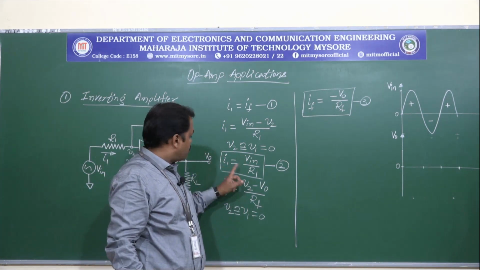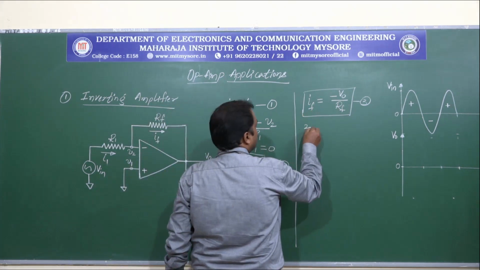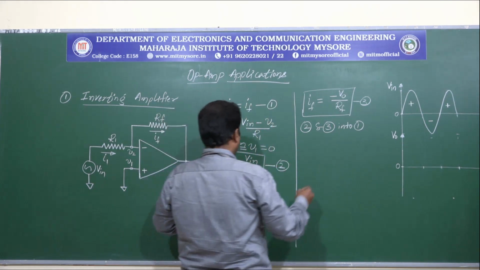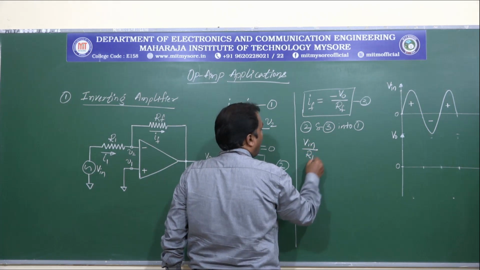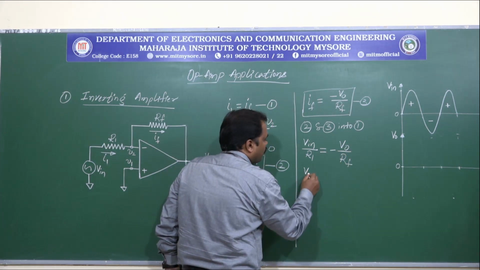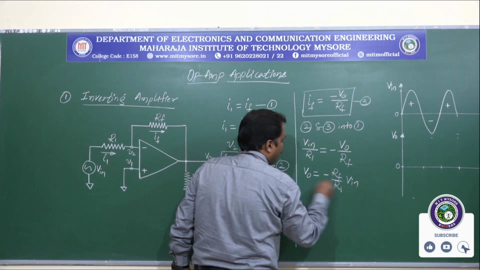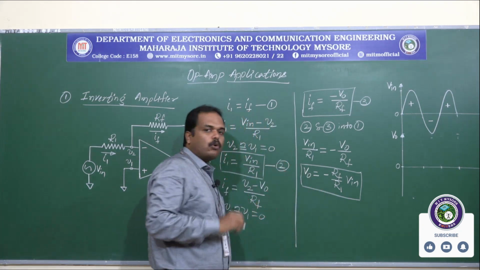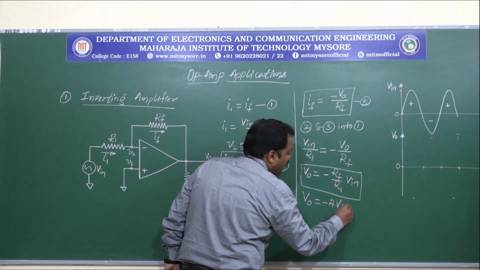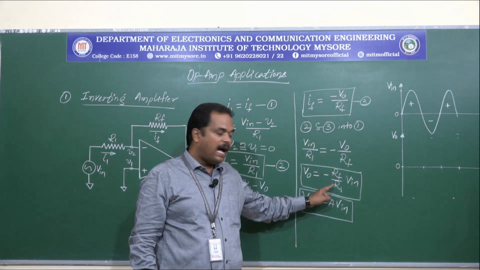So now we have the expressions for I1 and IF, and let us substitute these two in equation 1. So substituting 2 and 3 into equation 1, we can write Vin divided by R1 is equal to minus V0 divided by RF, and V0 will be given by minus RF by R1 into Vin. So this is the expression for the output voltage. The same thing can also be written as V0 is equal to minus A into Vin, where A represents the closed loop voltage gain, which is given by RF by R1.